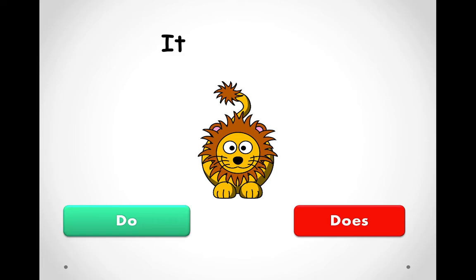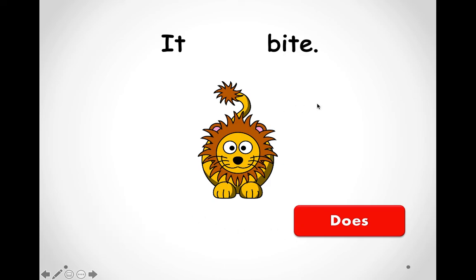Now, this is a sentence about a lion. It and bite. There is a word missing in between. So will I use do or will I use does? It bite. I have it, so which one will I use? Amazing. It does bite. Good job. So that is the one that's going to be left. It does bite.